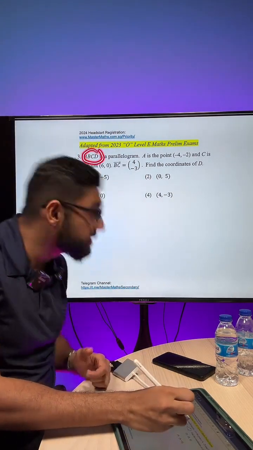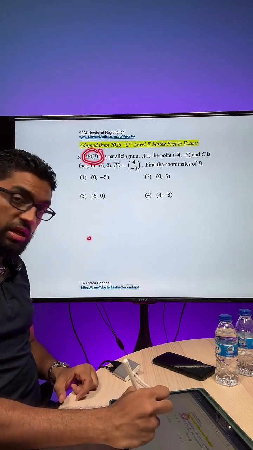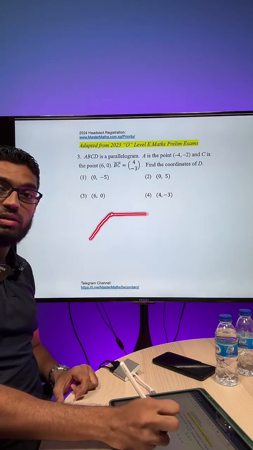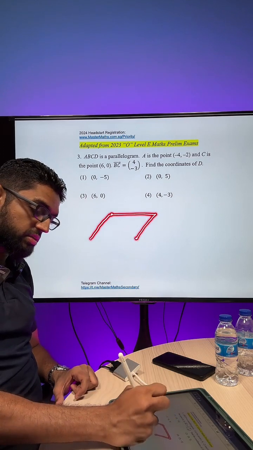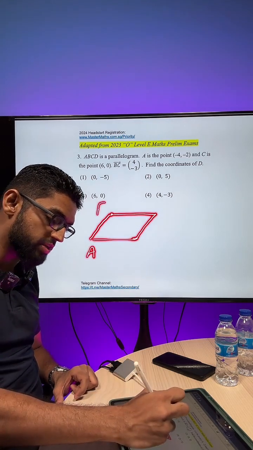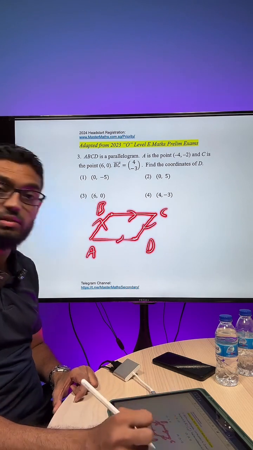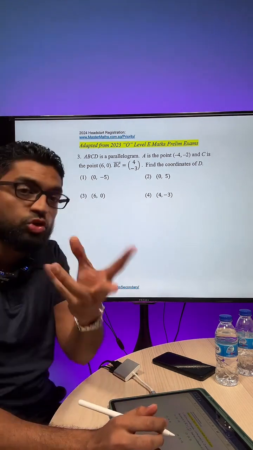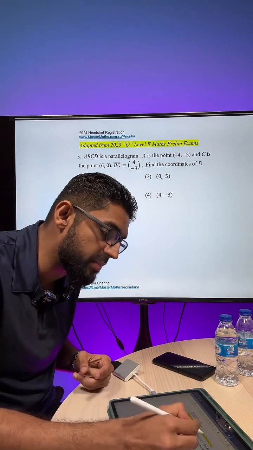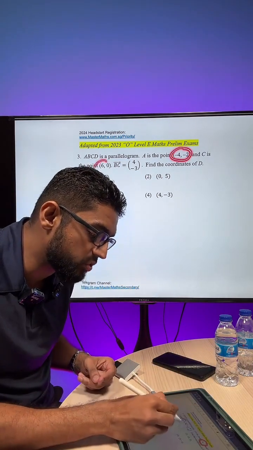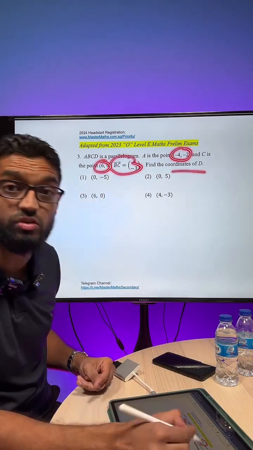So from here, you may want to just draw it out. Let's do A here, and then B is here, C is here, D is here. This is what I mean by clockwise manner. As you can see, you are proceeding in a clockwise manner here. So you draw for yourself that particular parallelogram. You have the points A, B, C given, find the coordinates of D.